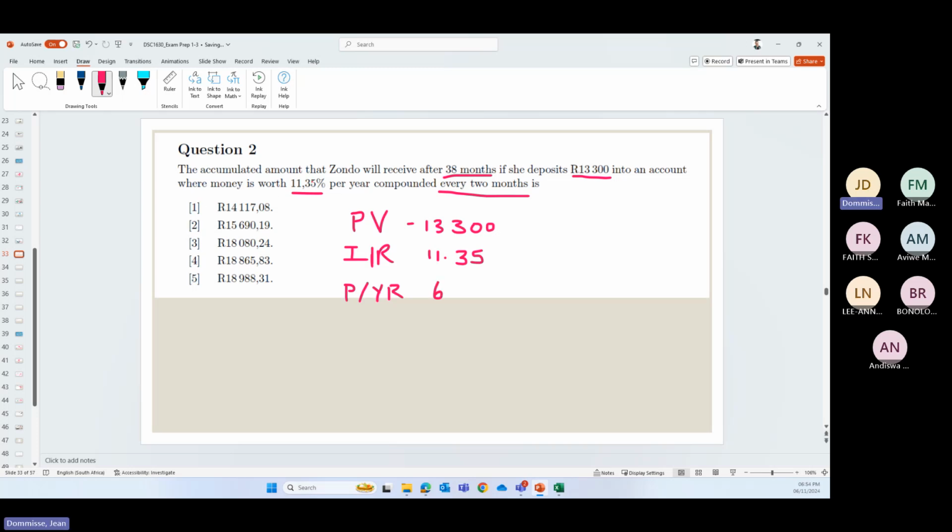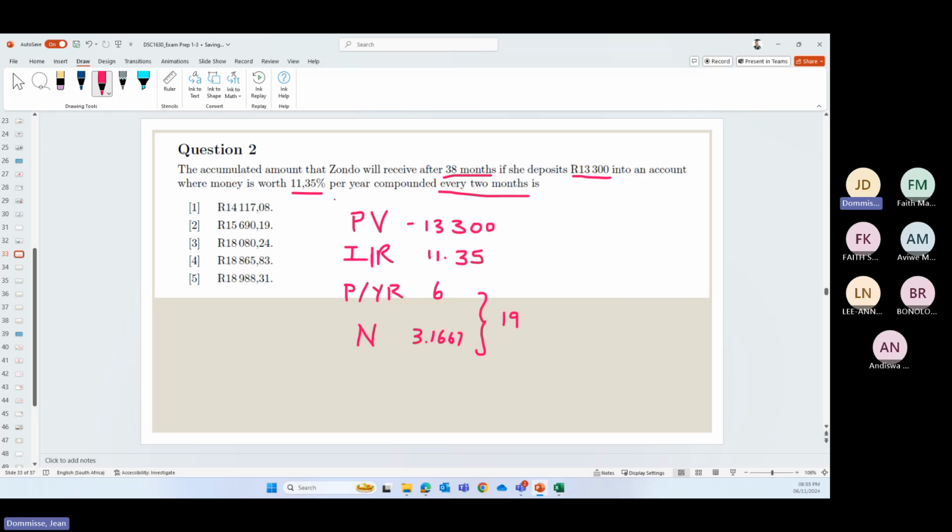Then the accumulated amount that Zondu will receive after 58 months. So let's see how many years is that. 58 divided by 12 is, that's a weird one, 4.8333. So how many periods is that? 29 periods. And that is quite a weird one to work with.